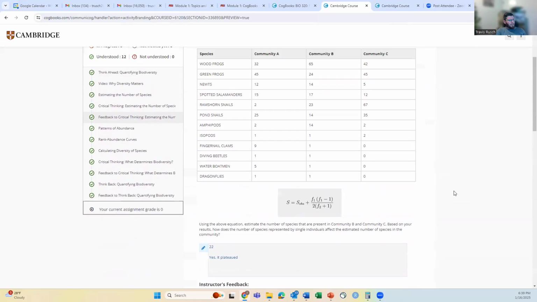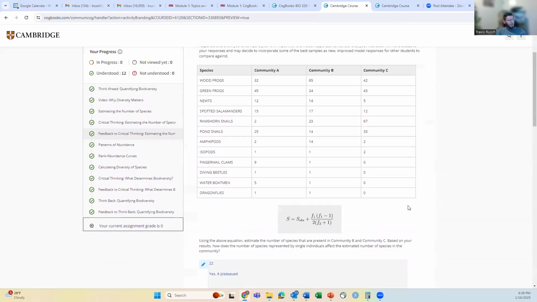So for community C, what is going to be our S observed? What's the value of that? Oh, 12. 8. Okay, so we got one answer of 12 and one answer of 8. Does anybody want to defend their choice? I said 8, because we only saw 8 species. There are 4 species where we didn't observe any. Yep.